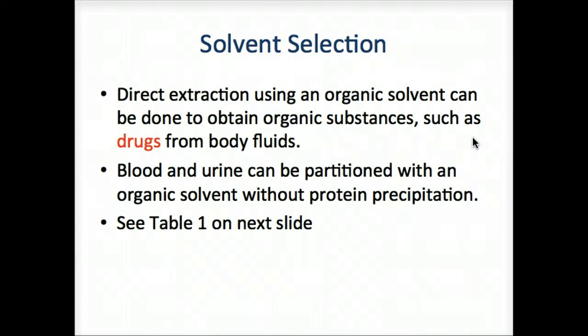Solvent selection. Body fluids such as blood, urine, bile, or an aqueous tissue homogenate can be extracted directly with an organic solvent to obtain organic substances such as drugs. This is a direct method used by toxicology labs all over the world. Blood and urine can easily be partitioned with an organic solvent without protein precipitation.